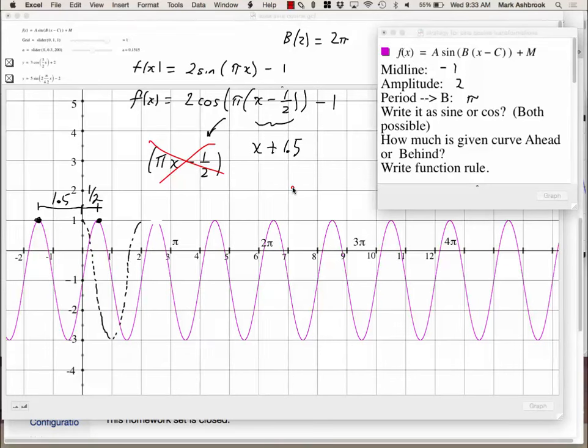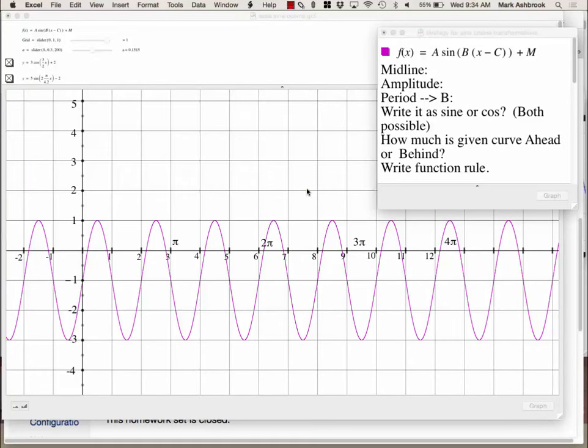You've got to do pi times the quantity x minus 1/2 for all our reasoning to be correct. Pi x and then minus 1/2 is something different, so that's not going to work. Does it work now? So make sure that you're doing b times, in parentheses, x minus c. One more, and then we'll do a real world one.